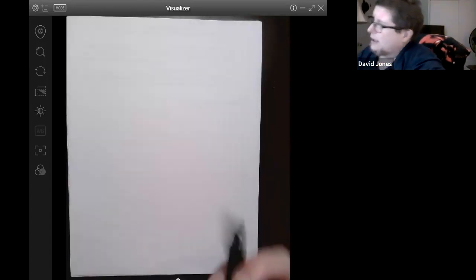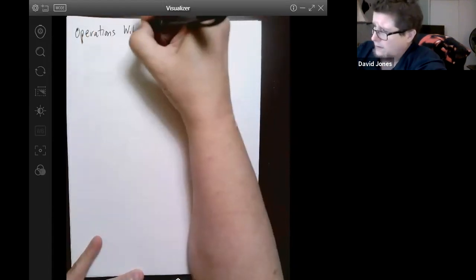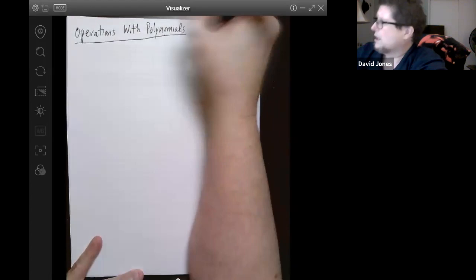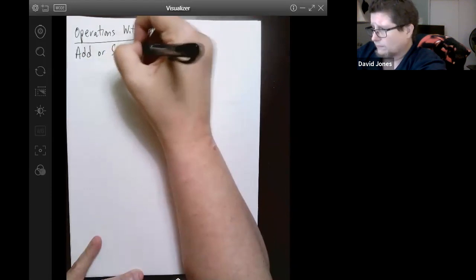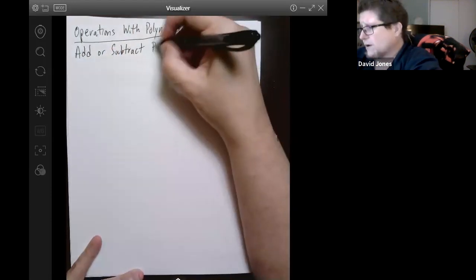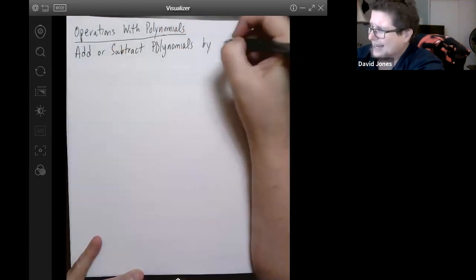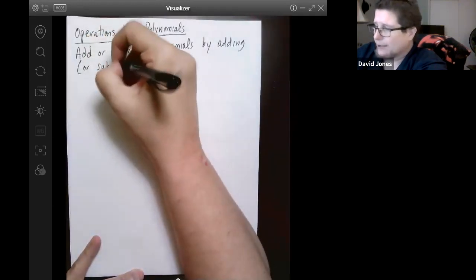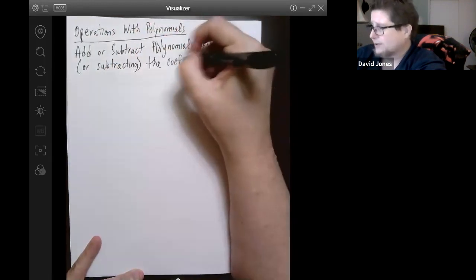So what kind of things can we do with polynomials? Operations with polynomials. Well, we can add or subtract them. We add or subtract polynomials by adding or subtracting, if that's the operation, the coefficients for like terms.